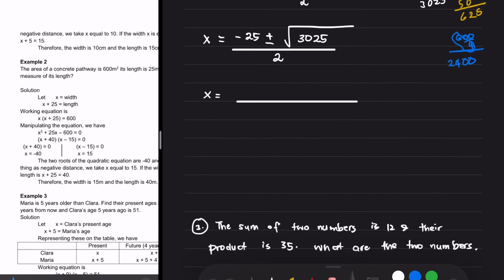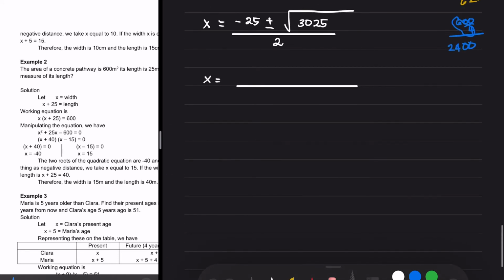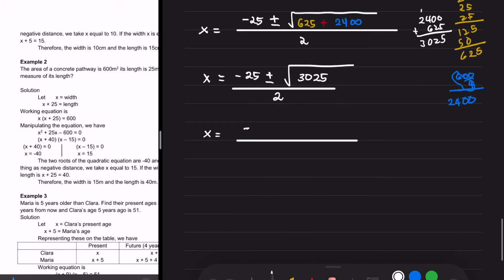So, x equals negative 25 plus minus, okay, this is 3,025. So, estimate lang natin, mag-estimate muna tayo. Diba, 10 times 10, 100. 20 times 20 is 400. 30 times 30, that is 900. 40 times 40, 1,600, right?